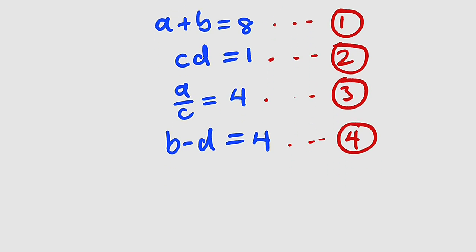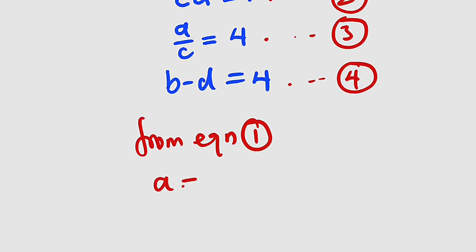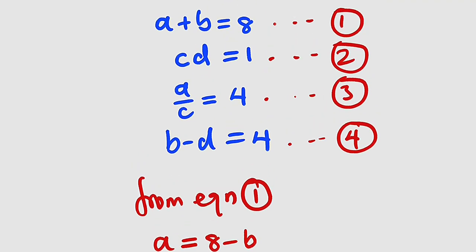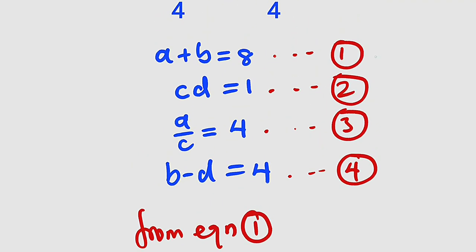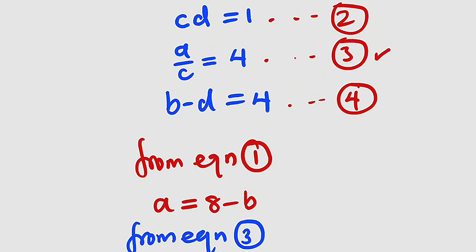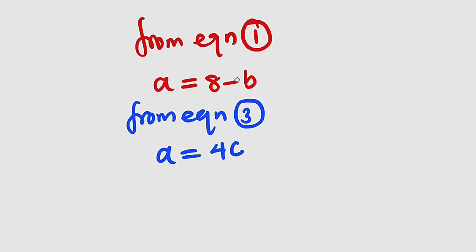Let me start with equation number 1. From equation 1, we can make a the subject by taking b to the other side. So we have a equals 8 minus b. Which equation contains a again? We have equation number 3. From equation 3, we can also make a the subject. If you multiply both sides by c, you have a equals 4c. You can now see that both this equation and this equation are expressed in terms of a.